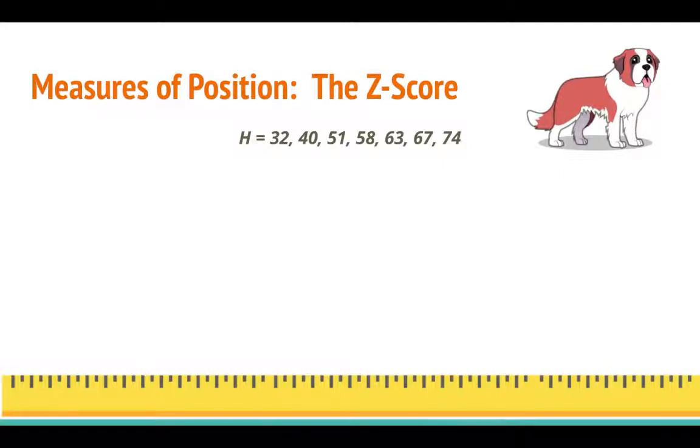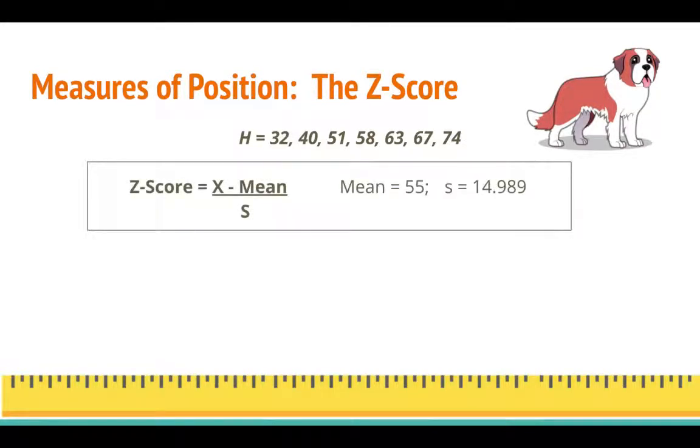So the z-score tells me how many standard deviations away I am from the mean. Most values are about 1. The z-score takes the data value minus the mean, divided by, I'm doing the sample standard deviation. You could also use a population standard deviation here. I already calculated the mean and the sample standard deviation for these dog heights. So I'm going to use 55 and 14.989 to find these z-scores.